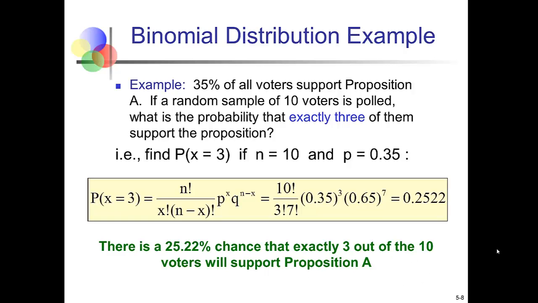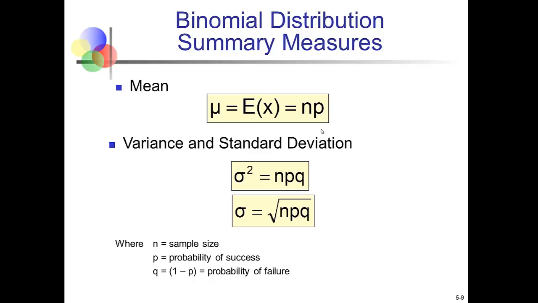Just like other distributions we've looked at, we can calculate the mean of the distribution. This is the population mean. It really is an expected value. So how many successes do we expect? We expect n times p successes. The variance and the standard deviation are calculated as follows. The variance, so notice sigma squared, is equal to n times p times q. The standard deviation is just the square root of that, n times p times q.